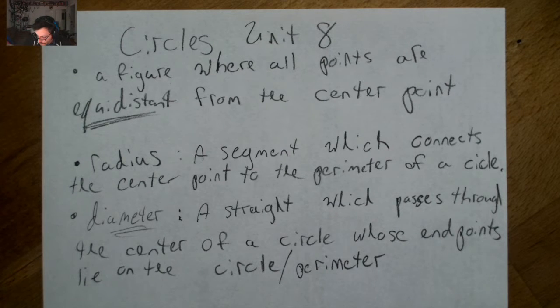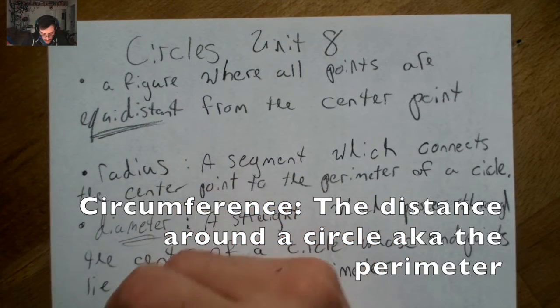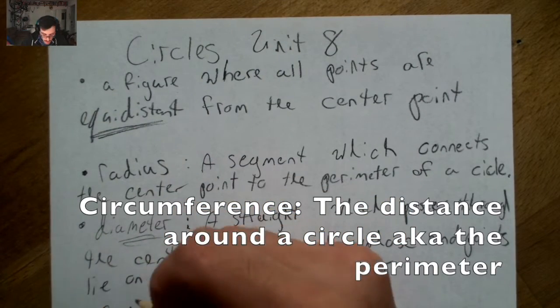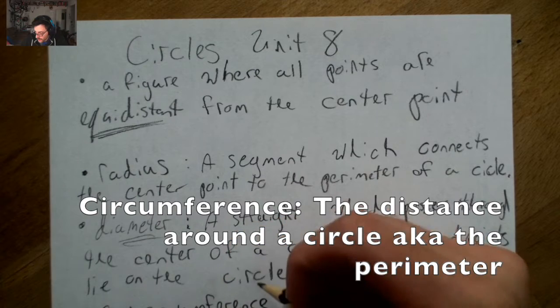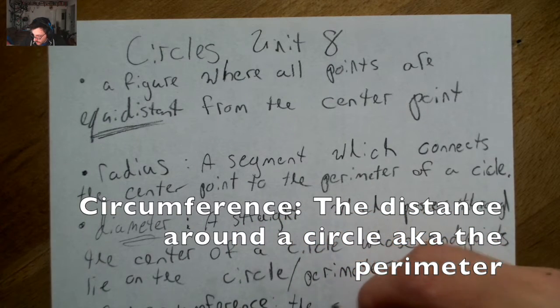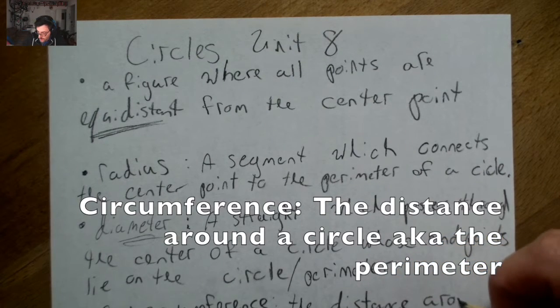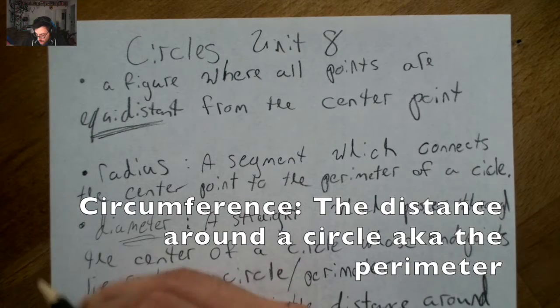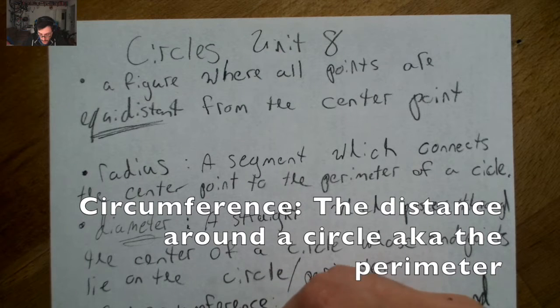All right, next up, our last one is going to be the circumference. Circumference is essentially our perimeter. Your circumference is going to be the distance around a circle, which is the same thing as the perimeter.